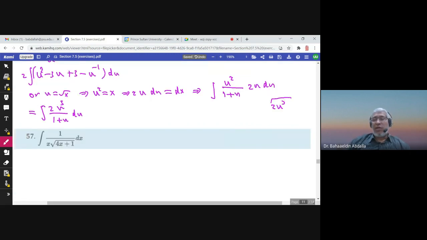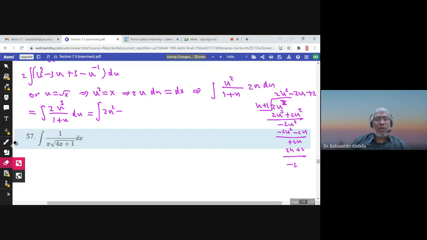Long division here: if you divide 2u cubed by u plus 1, you will have 2u squared. 2u cubed plus 2u squared, then here minus 2u squared minus 2u, minus 2u squared minus 2u plus 2u, so plus 2, 2u plus 2, and then the remainder would be negative 2. So you can write it as 2u squared minus 2u plus 2 minus 2 over (1 plus u), or u plus 1, du, and this is an easy integral.